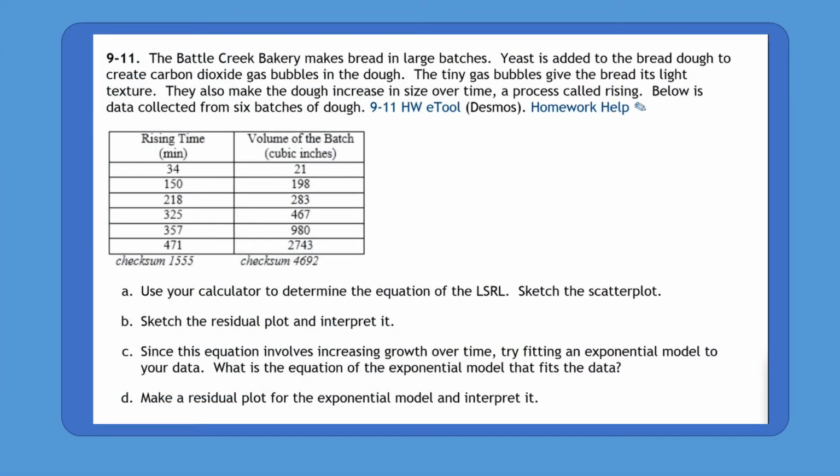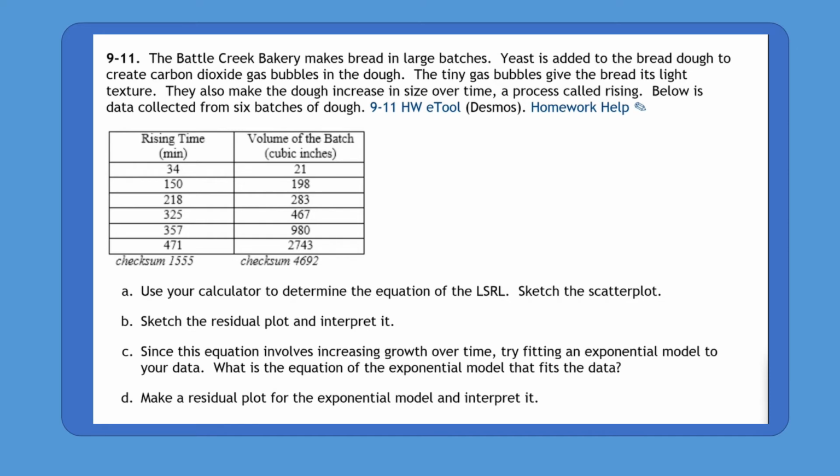Okay, I'm going to take the time and go ahead and do this problem fairly thoroughly. So the Battle Creek Bakery makes bread in large batches. Yeast is added to the bread dough to create carbon dioxide gas bubbles in the dough. The tiny gas bubbles give the bread its light texture. They also make the dough increase in volume over time, a process called rising.